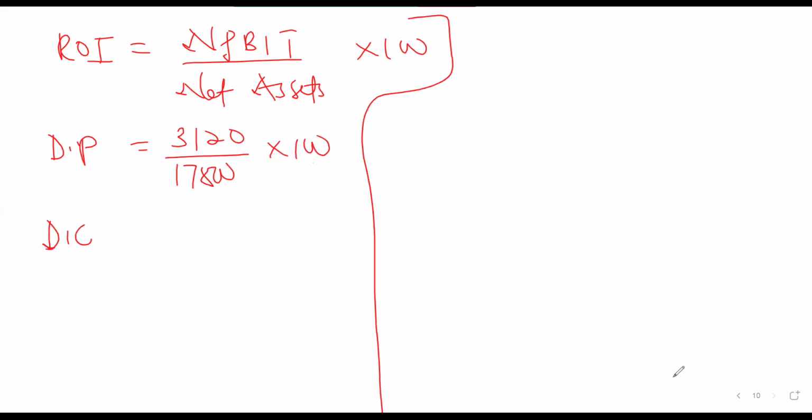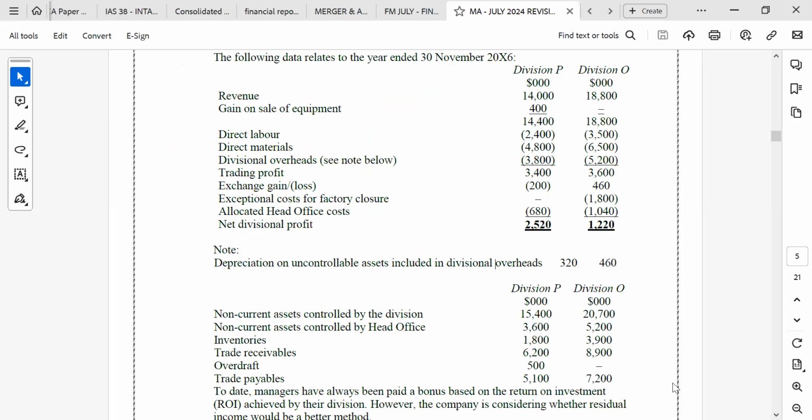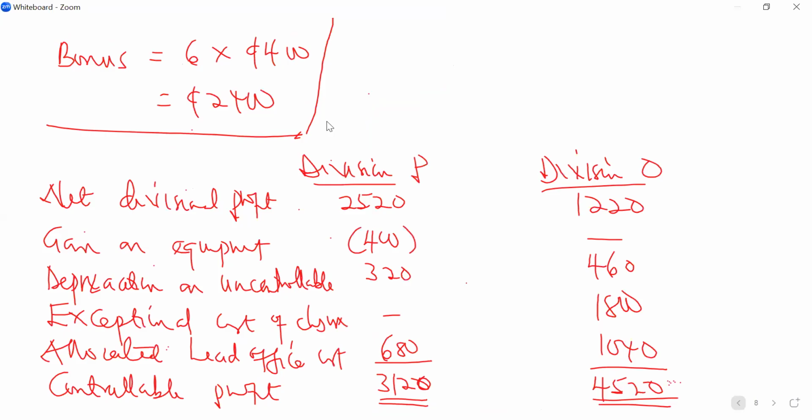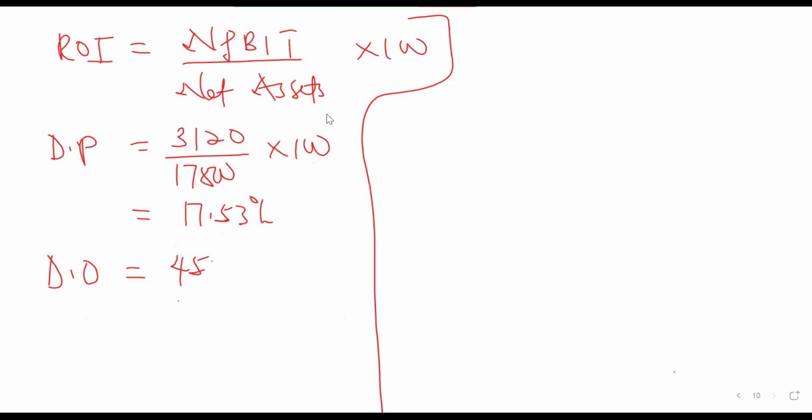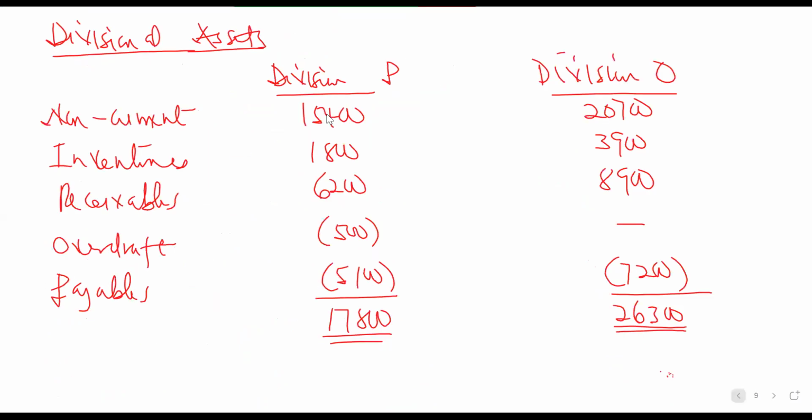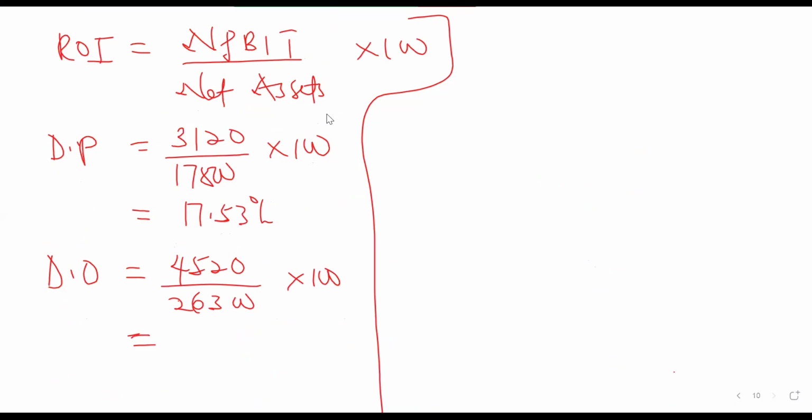We have 17.53% for division P. Let's come to division O, their controllable profit of 4,520. 4,520 divided by 26,300, multiplied by 100. What are we having? 17.19%. So this is how you calculate it.